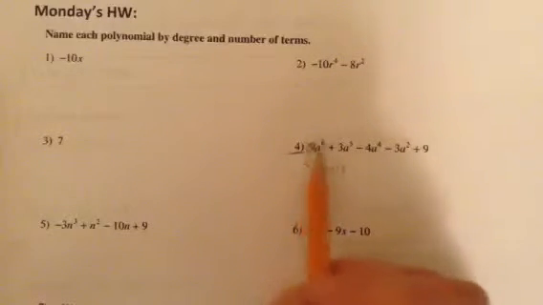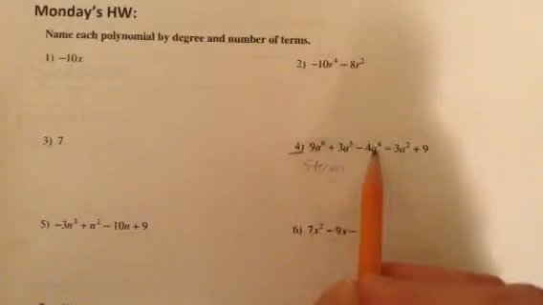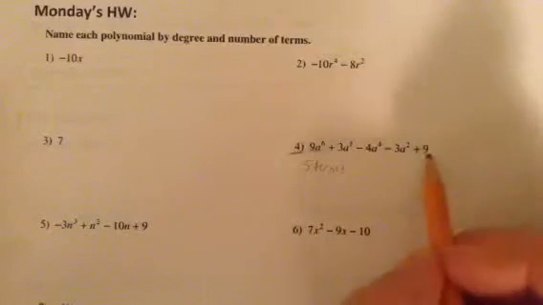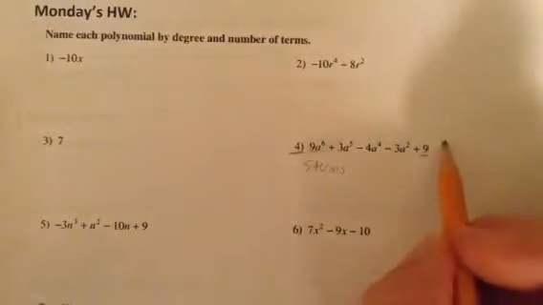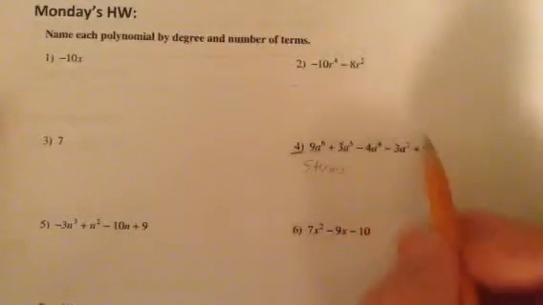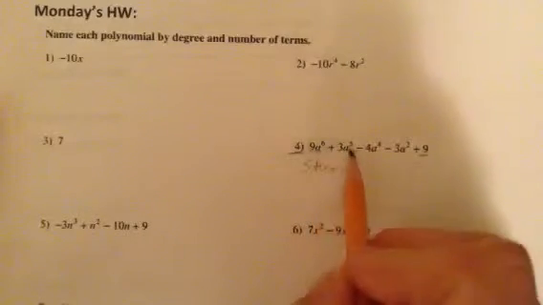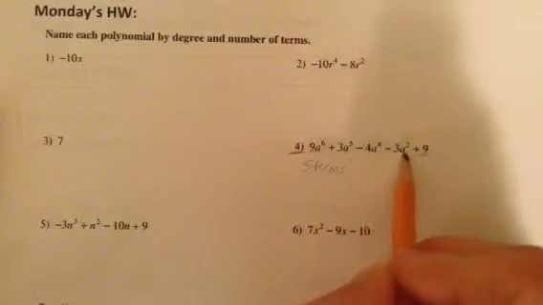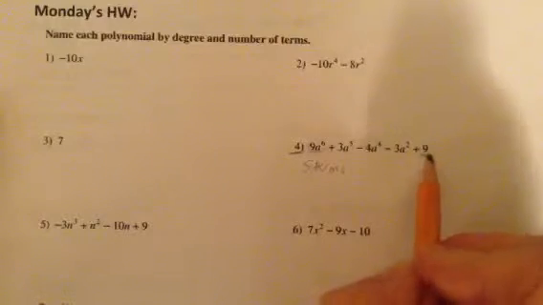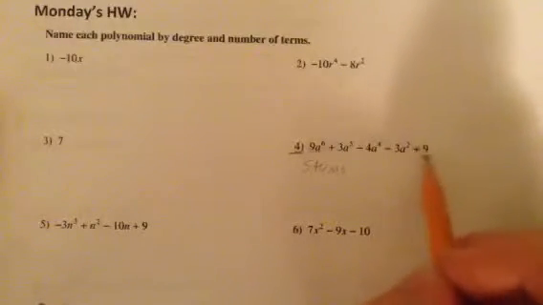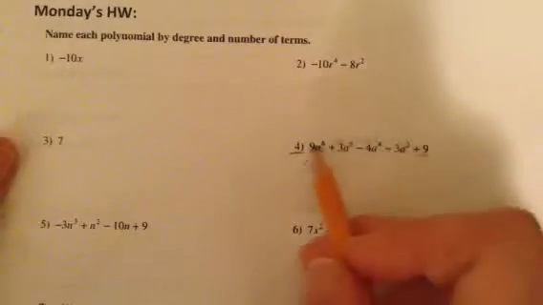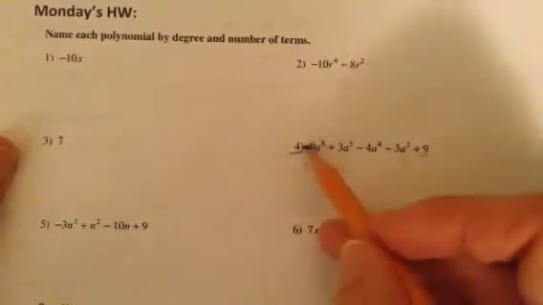So here, the highest exponent is 6. Here it's 5, here it's 4, here it's 2. And here, this doesn't have a variable. So basically you're asking yourself, how many factors of variables do I have? Here I have 6 factors, here I have 5, here I have 4, here I have 2, and here I have none, 0, right? And the degree is the one that's highest.